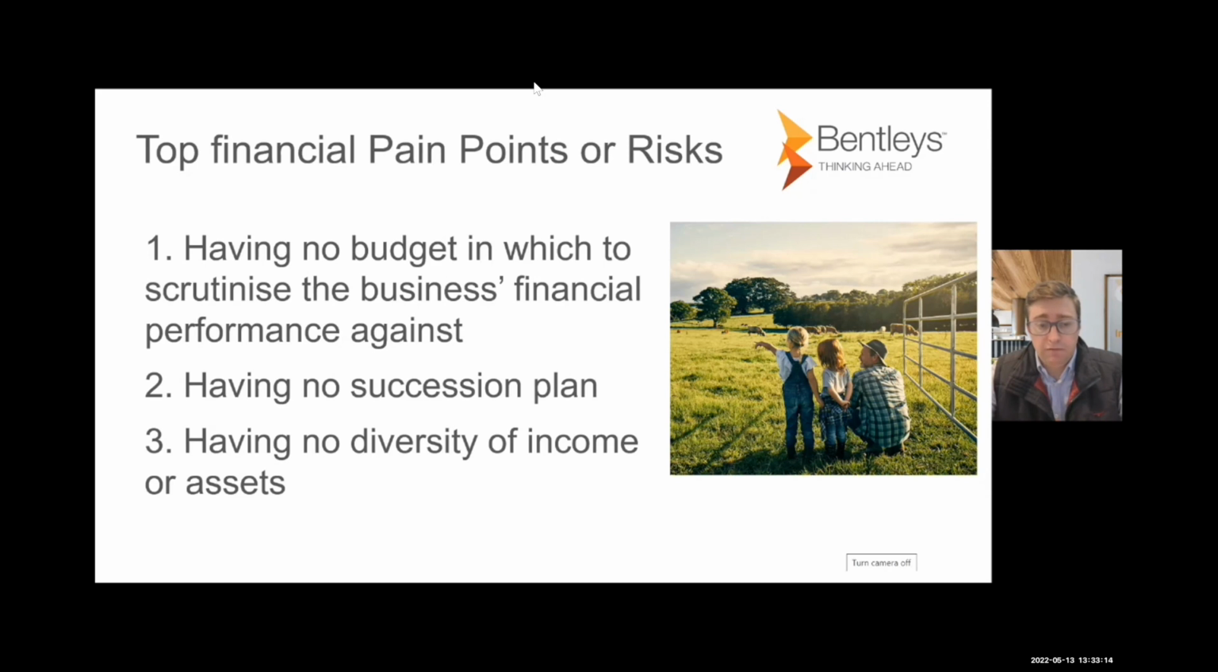And the third point, having no diversity of income or assets, is again easier said than done, given that those in the rural industry are very capital intensive, so any spare cash is generally going back into the business. But having a budget, sitting down and critically assessing the risks, and putting some plans in place to manage those risks will allow you to hopefully generate greater profits and potentially plan for a diversified income stream or diversified asset base going forward.